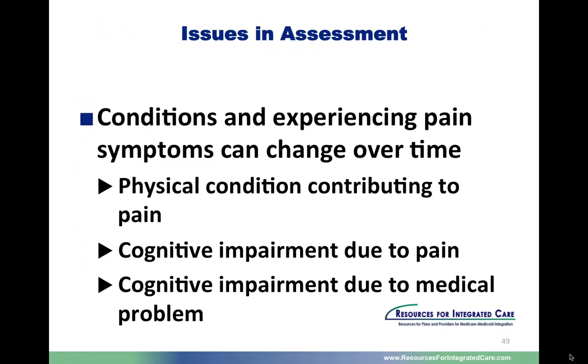So again, this is a point about how processes leading to pain complaints can change over time. We certainly know that medical conditions can change over time. People get better or worse. Cognitive impairment due to pain can vary over time. Cognitive impairment varies with lots of factors, including the presence or absence of pain, and for that matter, medical issues as well. So the point here is yet once again, pain assessments frequently need to be done over time and updated frequently if we're going to have an accurate picture of the patient's function.